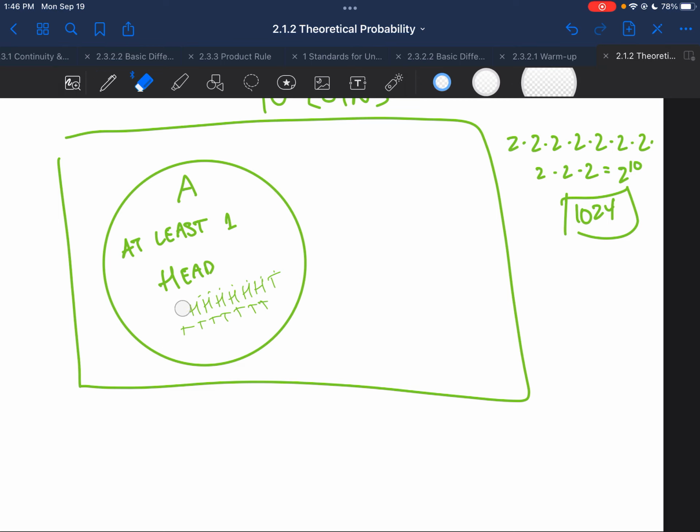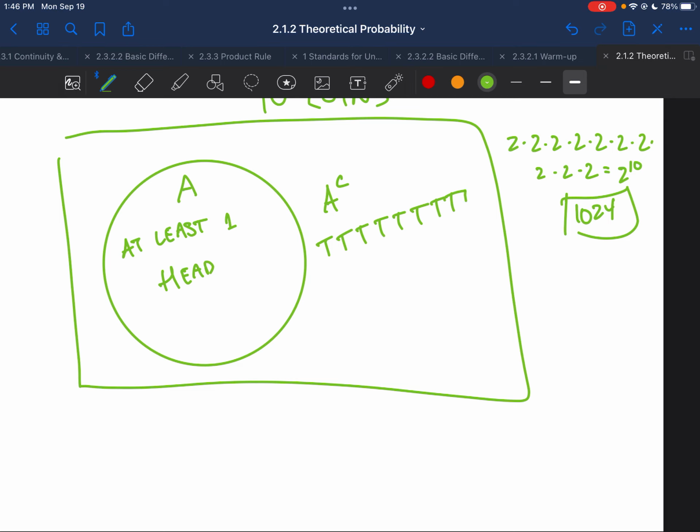So again, I don't want to list all these out. So it's much easier for me to find a complement. There's only one instance where we don't get at least one head when we flip 10 coins, and that's if we flip all tails. So there's only one value here, and we know that there are 1,024 in total.